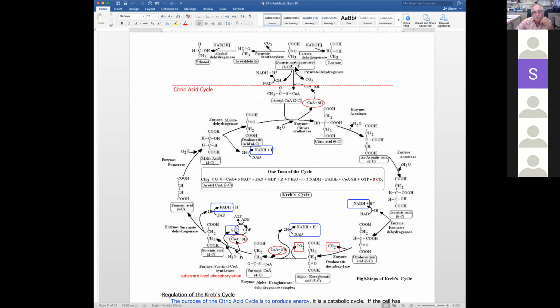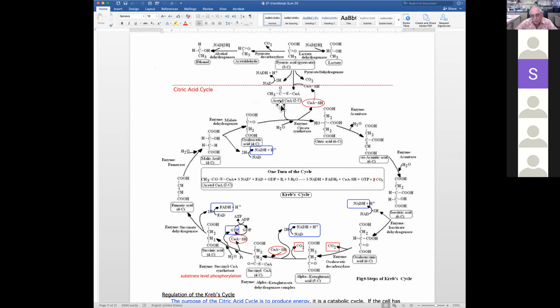So here's where pyruvate is turned into acetyl coenzyme A. And this red line right here is not separating matrix from cytoplasm. It's separating the citric acid cycle from essentially pyruvate dehydrogenase. So it comes in with acetyl coenzyme A.